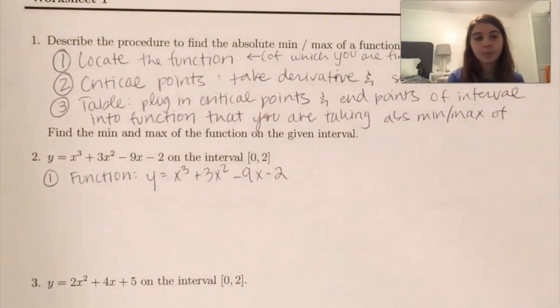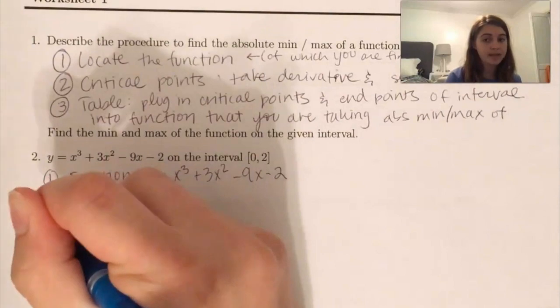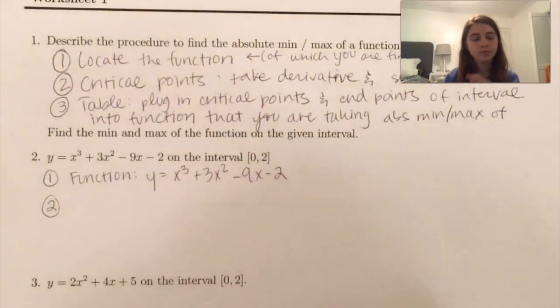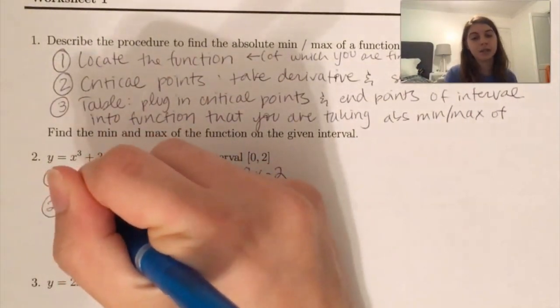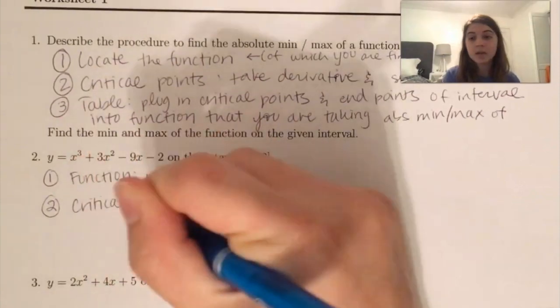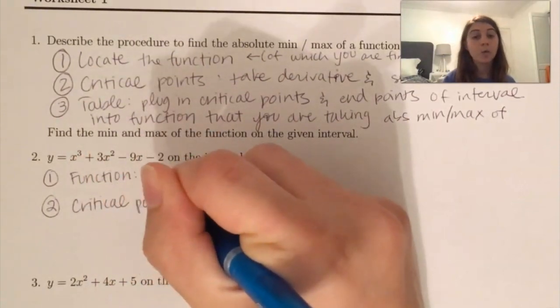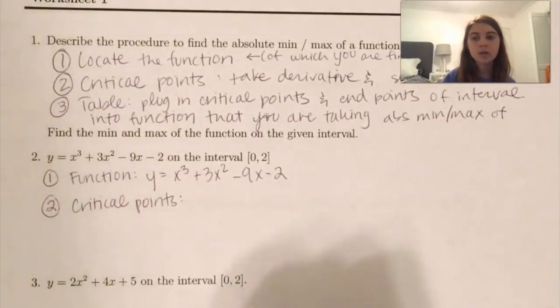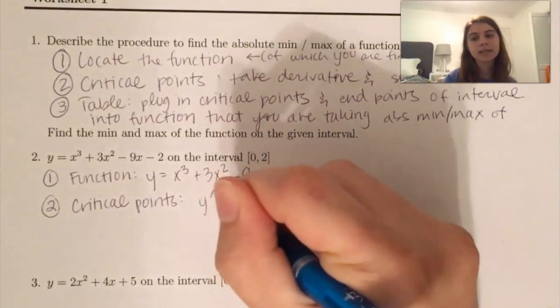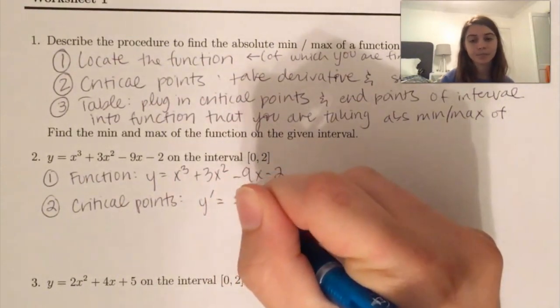And then for critical points, step number 2, find critical points. And within that, first thing you're going to do is take the derivative. So we're going to get y prime equals 3x squared plus 6x minus 9.